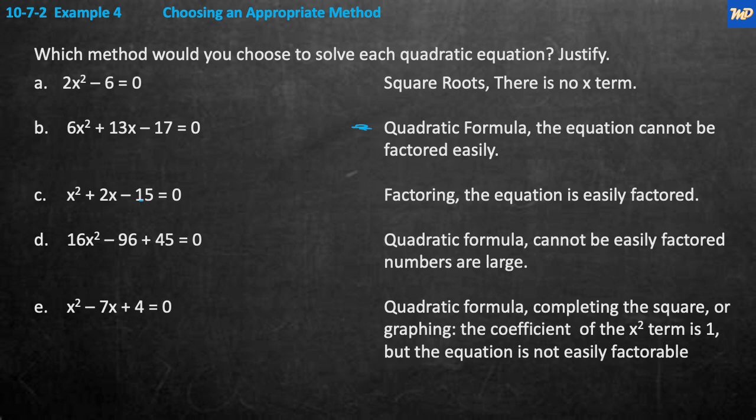Okay, the next one, 16x squared minus 96x plus 45. Well, I guess I would go with the quadratic formula. Just looking at it right off the bat, nothing pops. The numbers aren't easy to deal with. We couldn't complete the square. We can't get rid of that 16 that easily. And then the last one, x squared minus 7x plus 4. Although it might be nice, can you take factors of 4 that will give you a 7? I don't think so. 4 and a 1, 2 and a 2. Sorry, you can't get a 7. So it's going to have to go to the quadratic formula for that one.